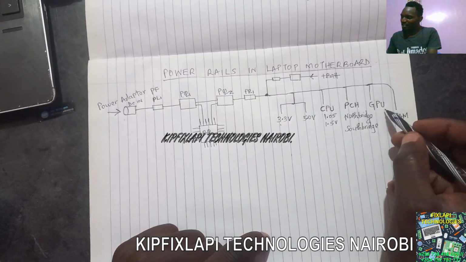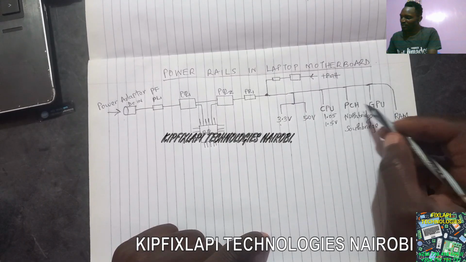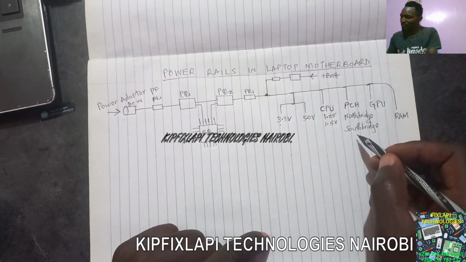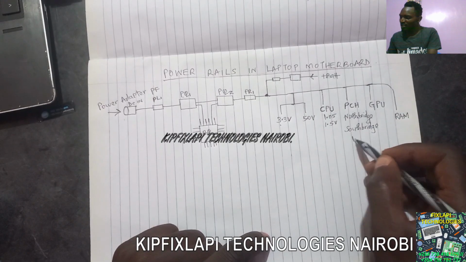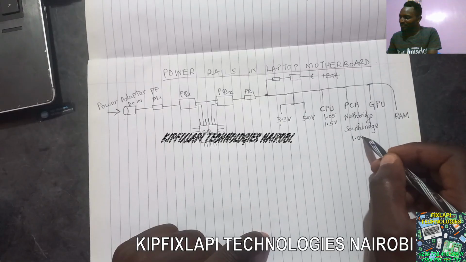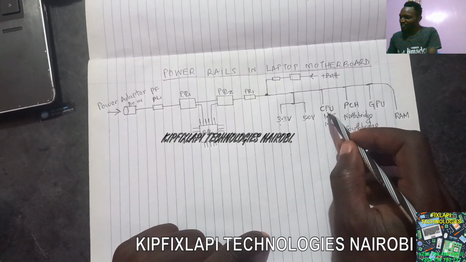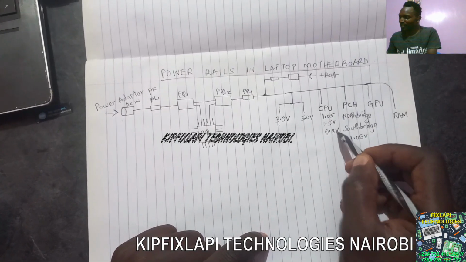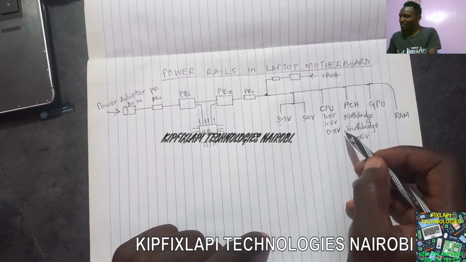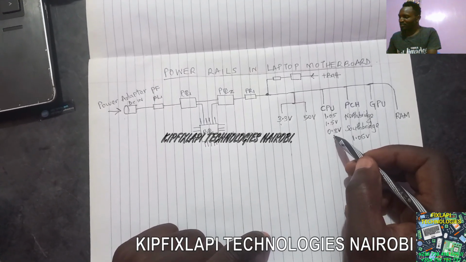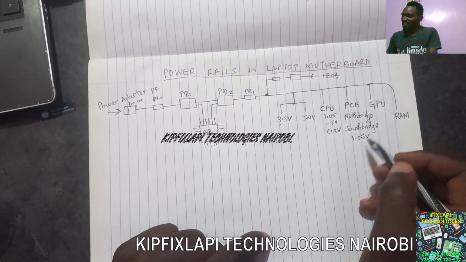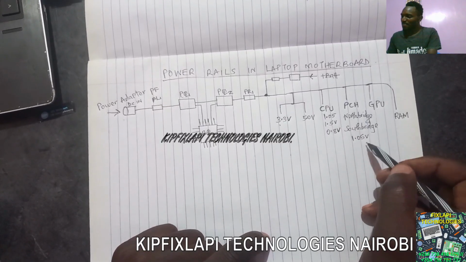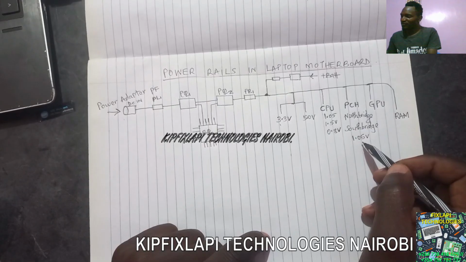So this one here at the GPU, or let's start from the PCH. At the PCH, we expect to have 1.05 voltage. And again, guys, inside the CPU we still need to have 0.8 voltage. This voltage goes into the FIVR of the CPU. So here at the PCH, we expect to have 1.05 voltage.